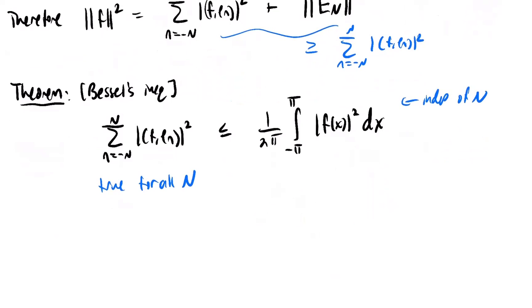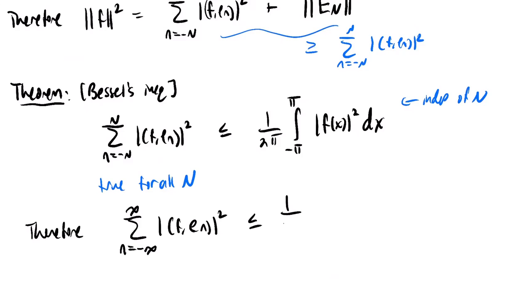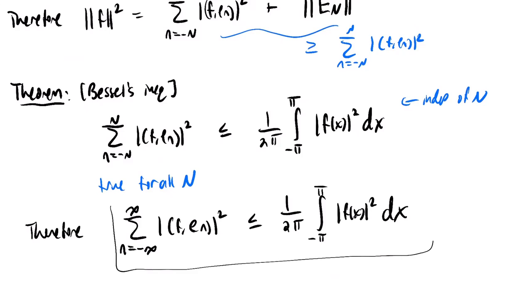And so this tells us that if I look at the sum from n equals minus infinity to infinity of my Fourier coefficients squared, so the sum of all the Fourier coefficients squared, this always has to be less than or equal to the L2 norm of the function squared. Right, and so this is actually what Bessel's inequality is usually called.